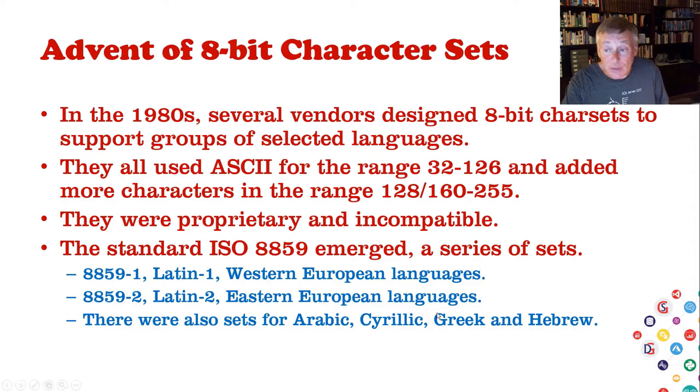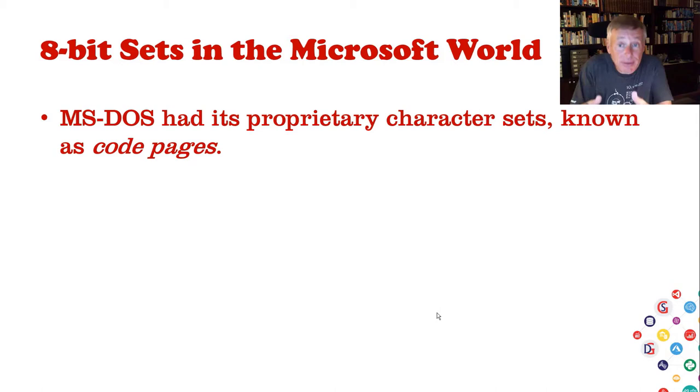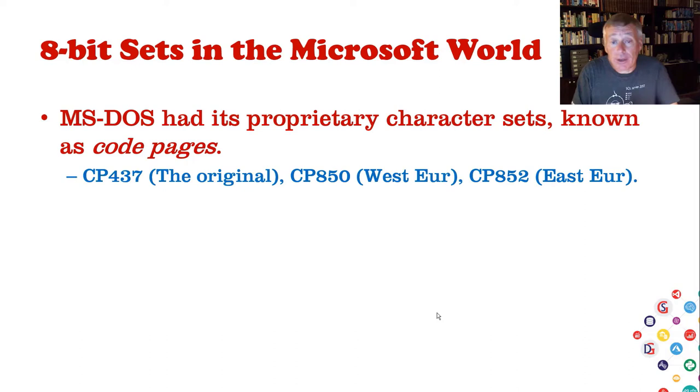So what did Microsoft do in these days? Well, in the 80s, they worked with MS-DOS for IBM. And MS-DOS had its own proprietary character sets. Microsoft used the term code pages, which they got from IBM. So CP437 was the original one. It had a few more letters not in ASCII, but also a bunch of line drawing characters. So it was not really good for Europe.